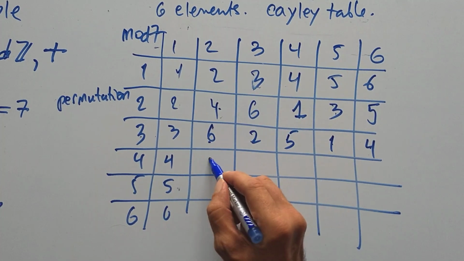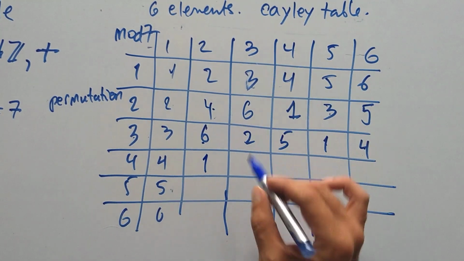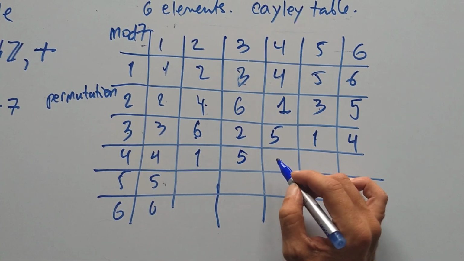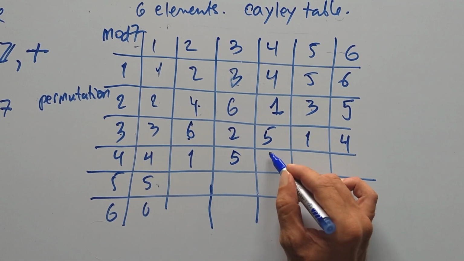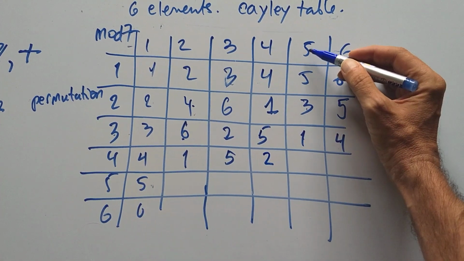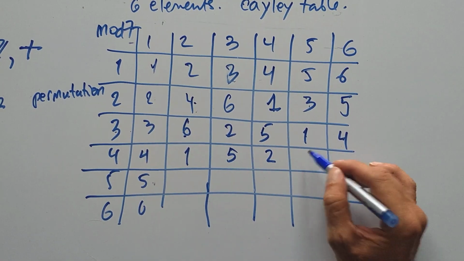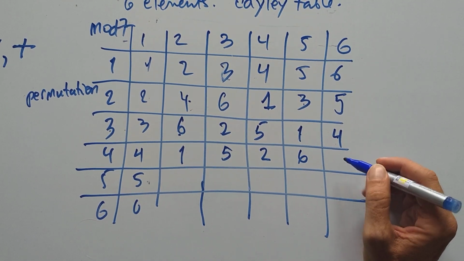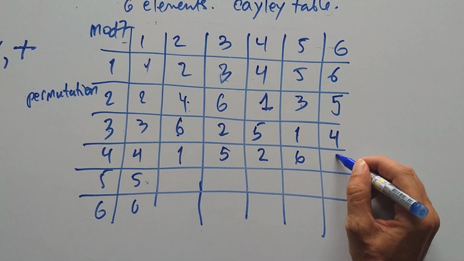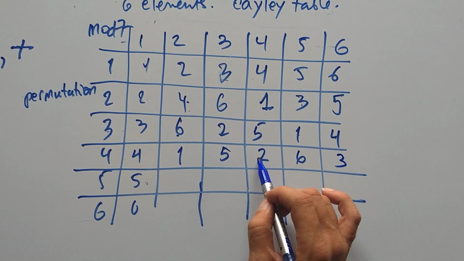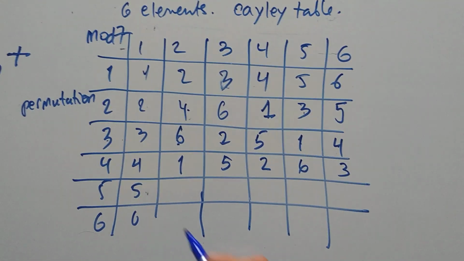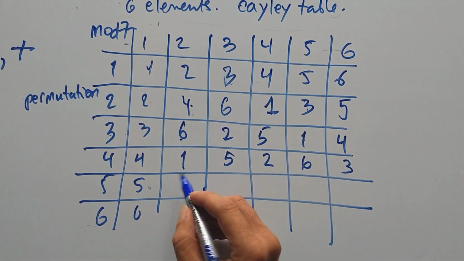4 times 2 is 8, mod 7 is 1. 4 times 3 is 12, that's 5. 4 times 4 is 16, mod 7 that's 2. 4 times 5 is 20, mod 7 that's 6. 4 times 6 is 24, mod 7 it's 21 plus 3, so 3. Again, it works: 1, 2, 3, 4, 5, 6.